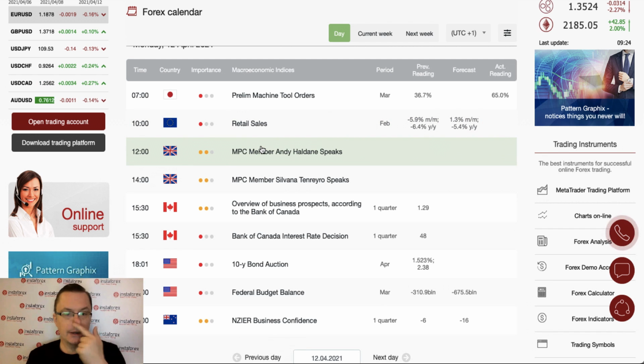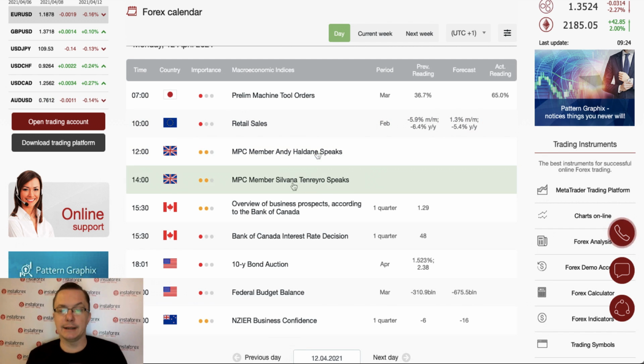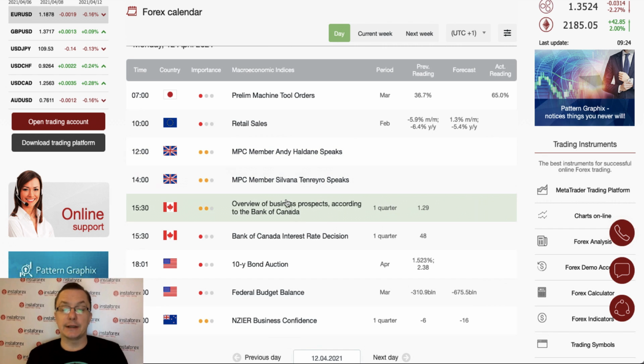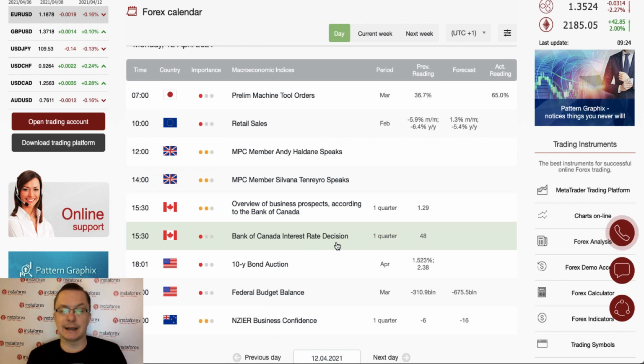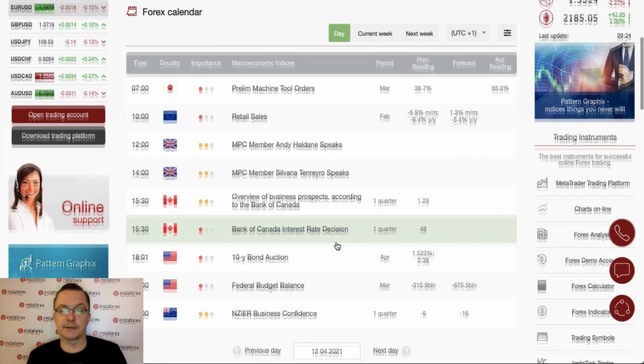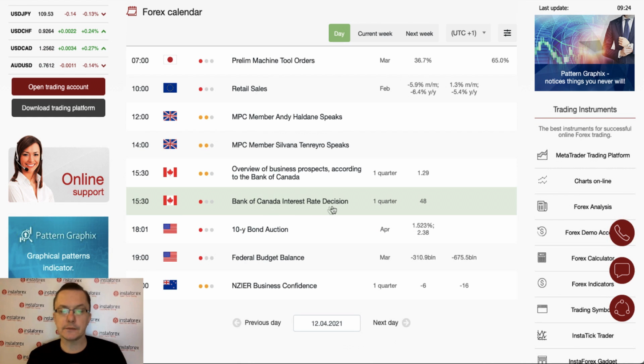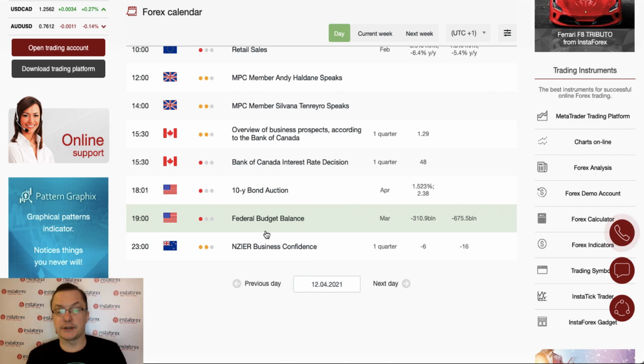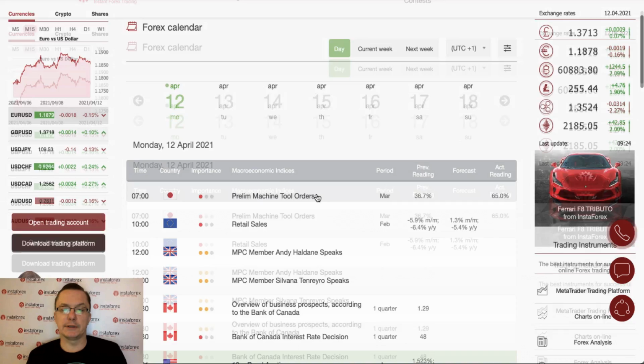We got some speeches from MPC members. Andy Haldane and Silvana Tenreyro will give a speech at 12 o'clock at noon and 2 o'clock respectively. And then during the New York session, we have an overview of the business prospects according to the Bank of Canada at 3:30, and of course the Bank of Canada interest rate decision for the first quarter. I think this is a kind of a mistake because it's 48. I think it's not an interest rate decision, but another indicator, and that's it. Basically, during the New York session, we don't have any important data to be released.